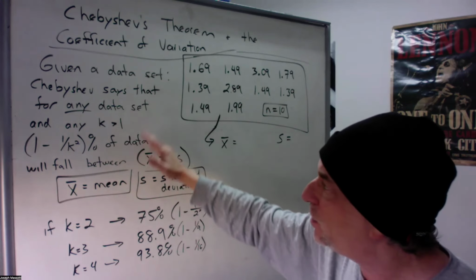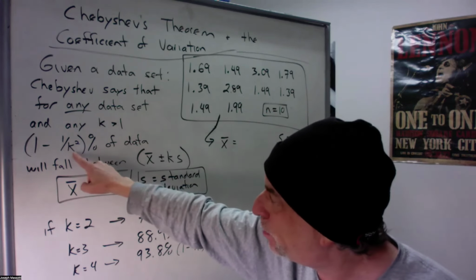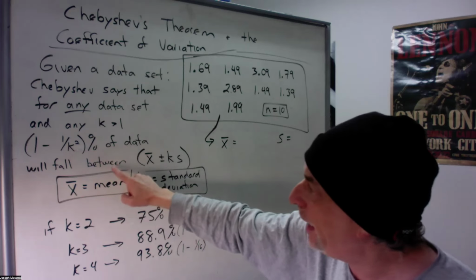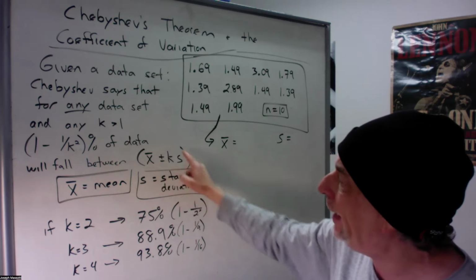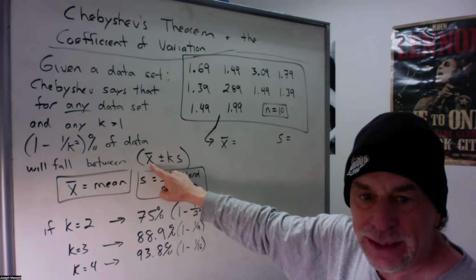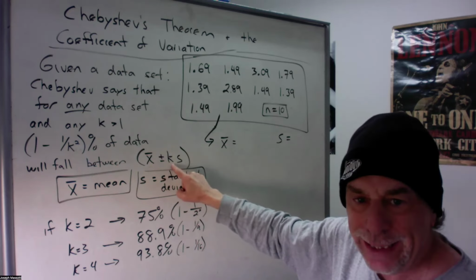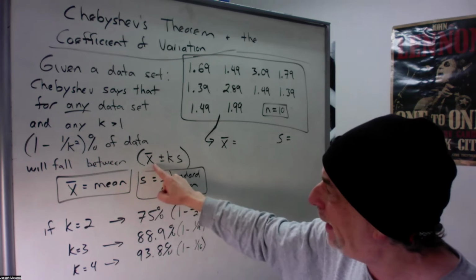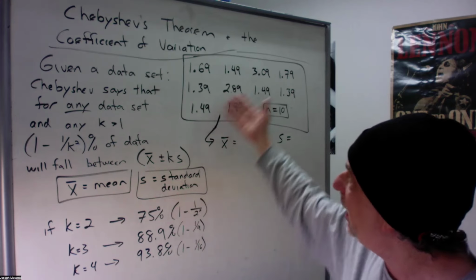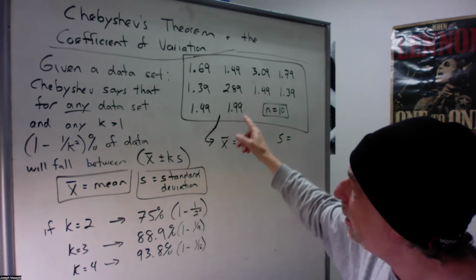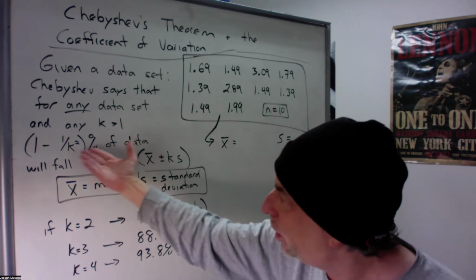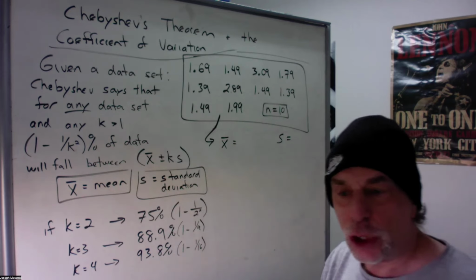This only works for k greater than 1, that 1 minus 1 over k squared percent of the data is going to fall between the center, the mean of the data set, and that many standard deviations. Okay, so x bar is the mean, s is the standard deviation. We're going to use this data set here. Once we find the mean and the standard deviation, according to Chebyshev, Chebyshev was a Russian guy.